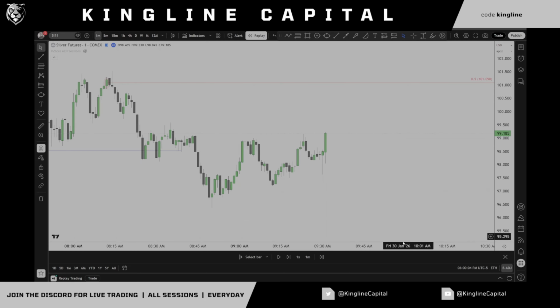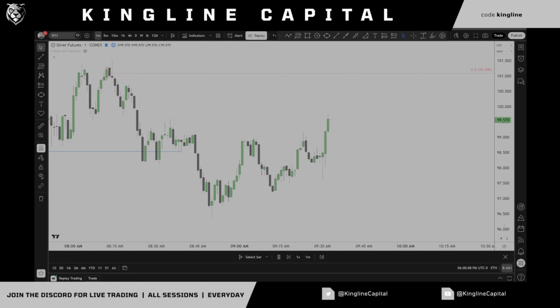Let's advance the replay mode now and see how it turned out. The cash open has a strong rally. Sweeps the prior swing high over here. Little retracement. The move higher. Test my level. And there's my entry.